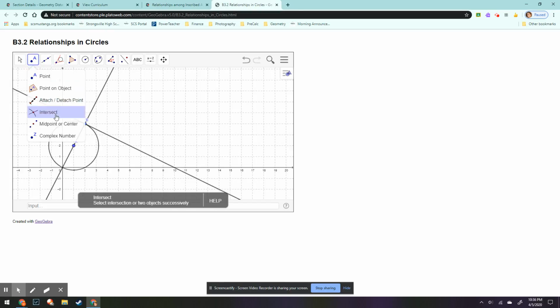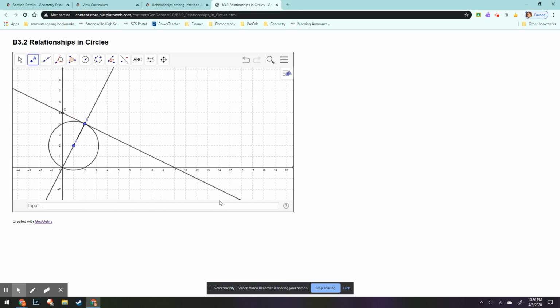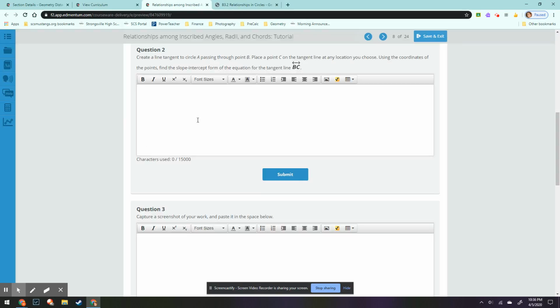So I've got to put a point C on here anywhere I want, and I'm going to put it in a nice spot. That looks like a nice spot right there. Okay. And I'm going to get the equation of that line. Now to get the slope, you could either do the slope formula, y2 minus y1 over x2 minus x1, or you could just count your rise over run. So I'm going down 1, right 2, so it has a slope of negative 1/2 and a y-intercept of 5.